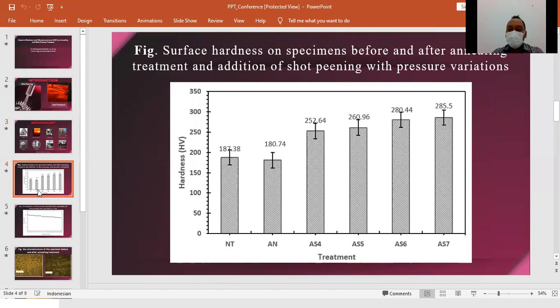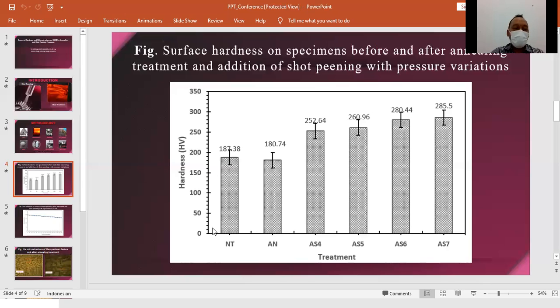This is the result of surface hardness testing on S45C carbon steel using the microvickers hardness method. AN is annealing, AS4 is shot peening at 4 bar, AS5 is shot peening at 5 bar, and then 6 bar and 7 bar.